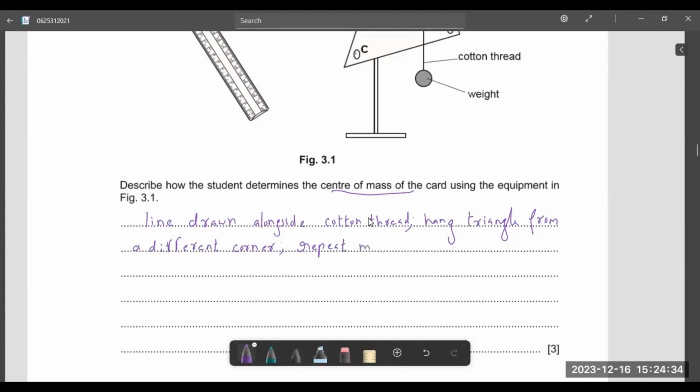Repeat marking of the thread position on the card. And the center of mass will be the line of intersection.